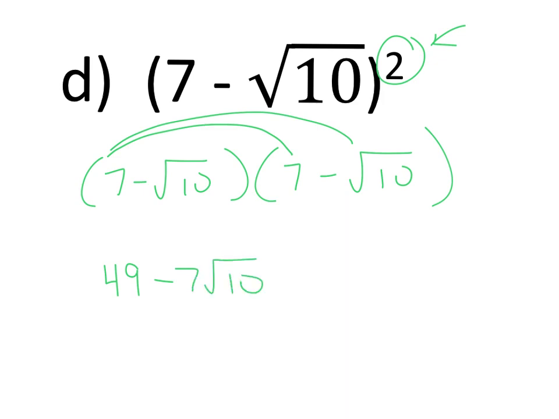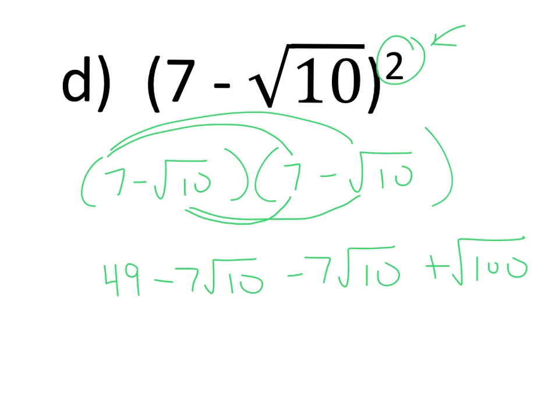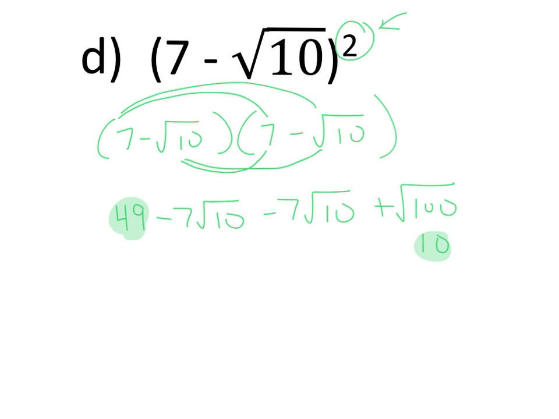Okay, I'm going to do the same thing here now. I'm going to distribute this negative square root of 10 through. So I get negative 7 root 10. And then a negative times negative will be a positive square root of 100. Okay, now in this case, the square root of 100 is 10. So now I'm going to put together my 49 and 10 here. And when I do that, I'm going to get a 59.